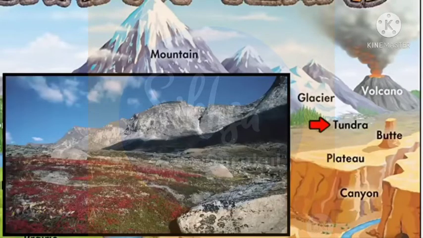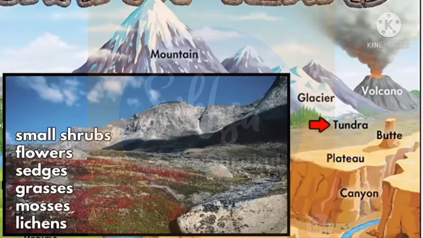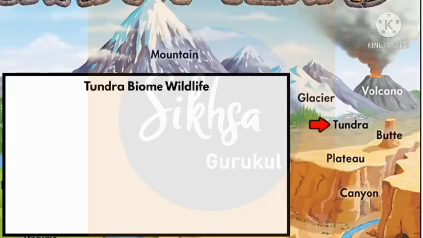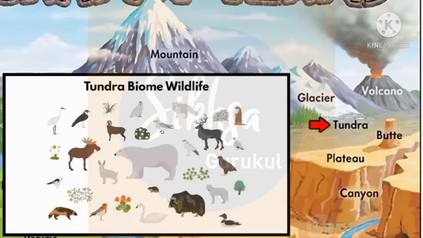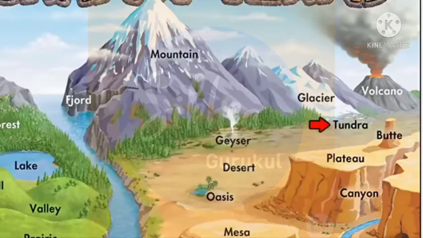In this ecosystem, you will rarely find trees. Mostly you will find small shrubs, flowers, sedges, grasses, mosses and lichens. The wildlife in this region consists of musk ox, yaks, mountain goats, snowy owls, arctic foxes, polar bears, etc. The climate of this region is mostly dry and cold.